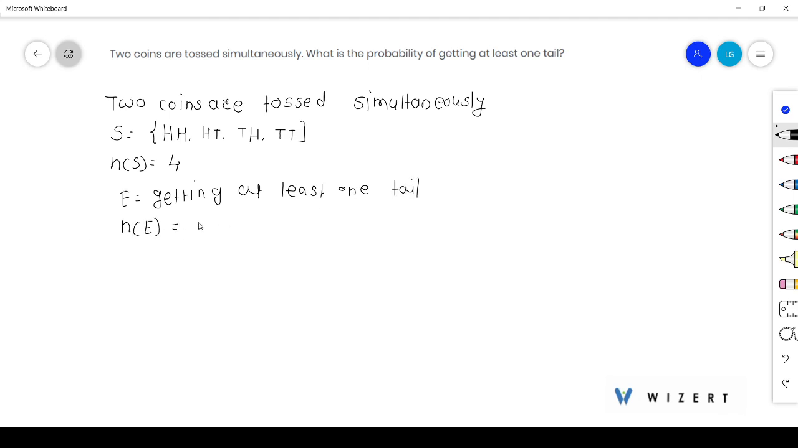So N of E, firstly, getting at least one tail means a coin will have one or two tails. HT, TH, TT. So N of E is 3. So probability of getting at least one tail is N of E upon N of S, means 3 by 4.